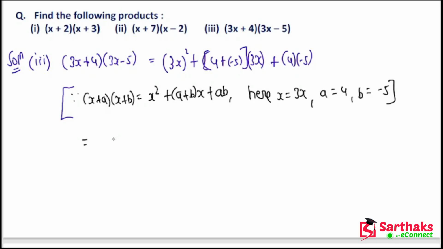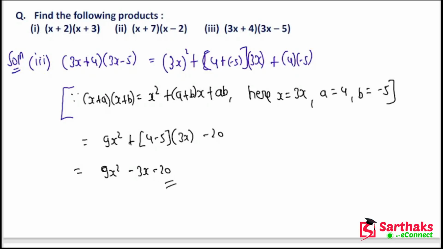So the final answer would be (3x) whole square, that is 9x square. Now it would be 4 minus 5 of 3x, it would be minus 20. So the final answer would be 9x square minus 1 into 3x, that is minus 3x, minus 20. So that would be the final answer, 9x square minus 3x minus 20.